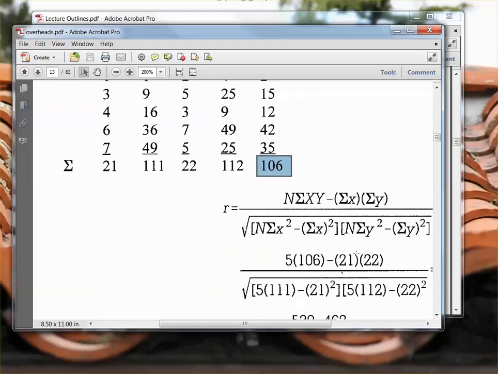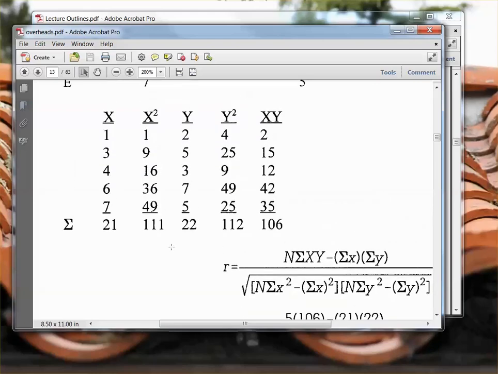So now you just substitute each of these values into the appropriate place in the formula, right? So n is number of pairs of scores. We had 5. 106 goes here, right? Sum of x was 21. Sum of y was 22. N was 5. Sum of x squared, this value, was 111.